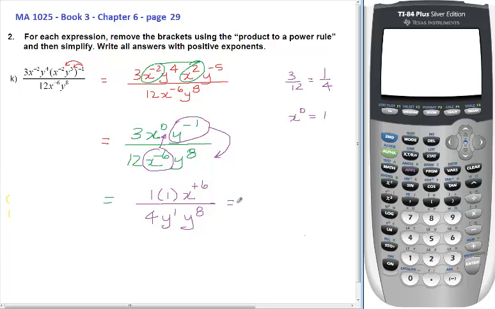So simplifying, now I'll get rid of my 1's. 1 times 1 is 1. I have x to the 6 on top over 4 times y. Now I can add my exponents here, 8 plus 1, because I'm multiplying like bases. So my final answer is x to the 6 over 4y to the 9. Okay, the next video will do a similar example as well. So hopefully that helps. That's it for now.